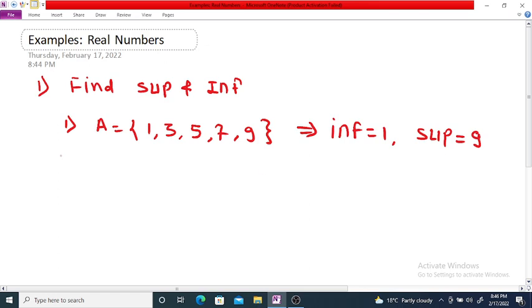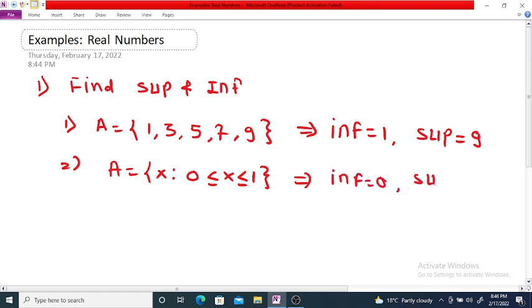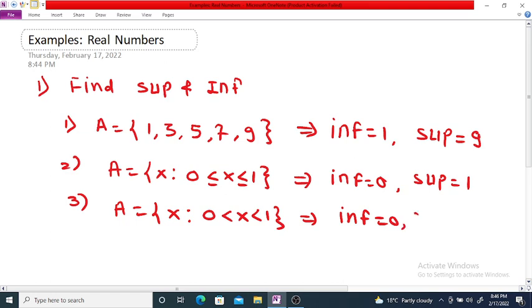9. Number 2. A is equal to the collection of all x such that 0 is less than or equal to x less than or equal to 1. Here the infimum is equal to 0 and the supremum is equal to 1. Example number 3. The set A is equal to the collection of all x such that 0 is less than x less than 1. Here the infimum is equal to 0 and the supremum is equal to 1.